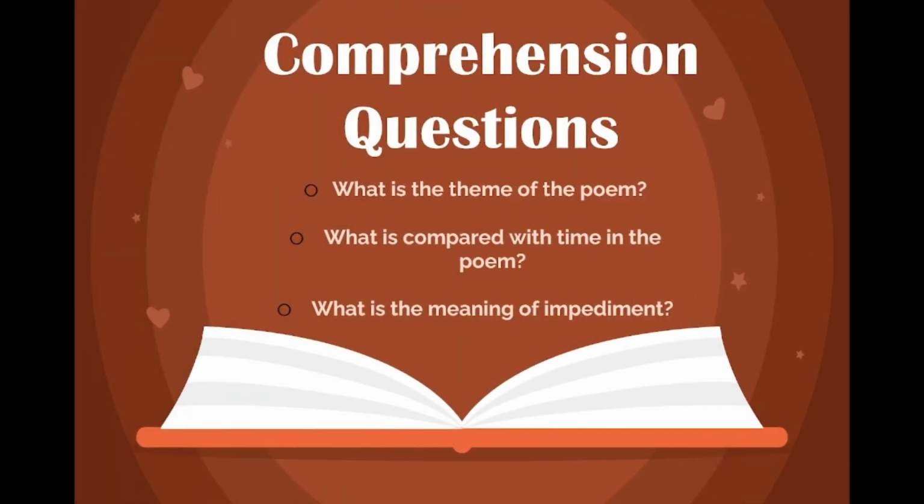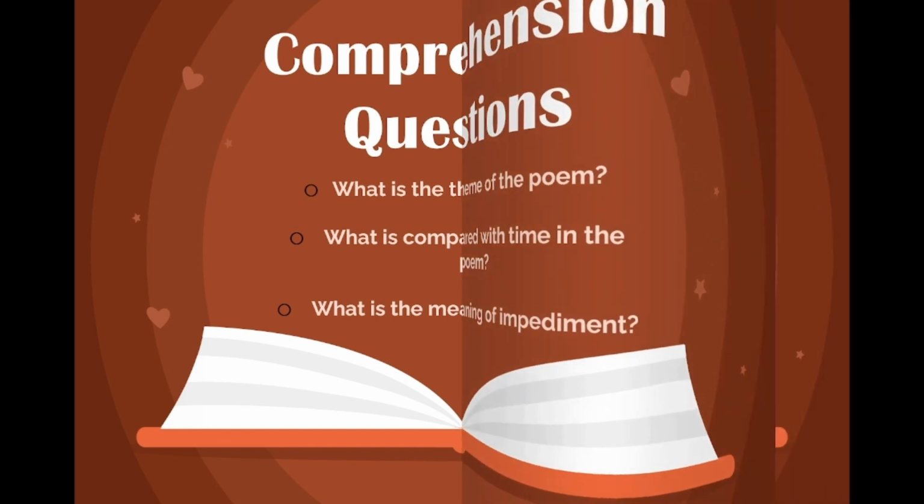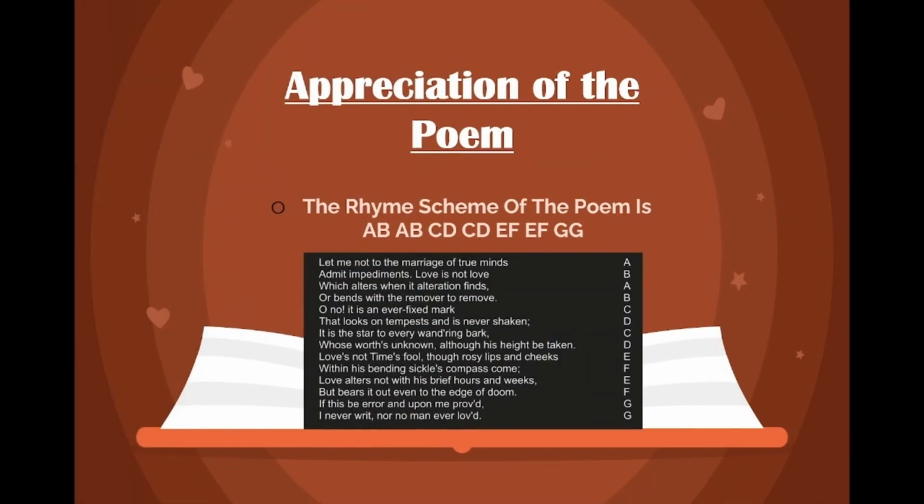Then you have to add a comprehension question, which is very, very important to know what the students have grasped out of this lesson, because here the lesson would end, and you have to ask the questions. You can take 3 to 4 questions out of the lesson wherein you can expect the students might be answering them. And then you have to add the appreciation of the poem, wherein you can add rhyme scheme, and you can add literary devices if the poem has any. So here I have added the rhyme scheme of the poem, which is A B A B, C D C D, E F E F, and G G.